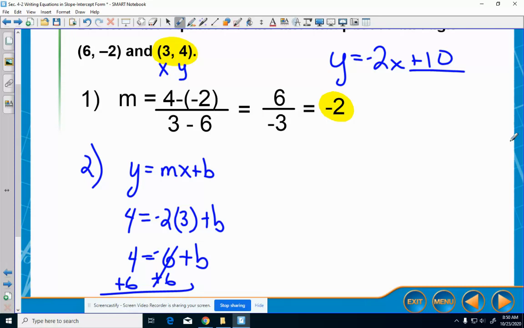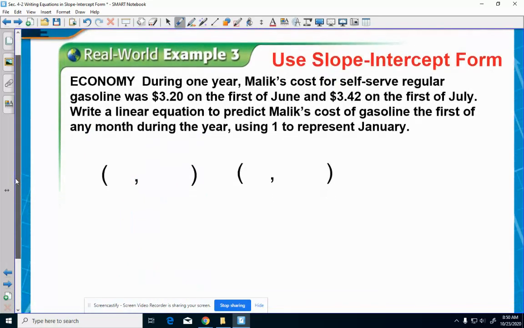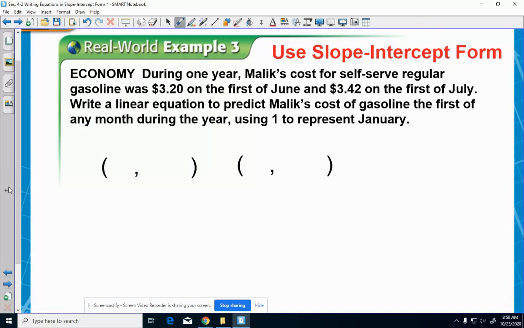All right, last one. What is this? Words? I know. So during 1 year, Malik's cost for self-serve regular gas was $3.20 at the beginning of June, $3.42 by the beginning of July. Write a linear equation to predict Malik's cost of gas for the first of any month during the year.